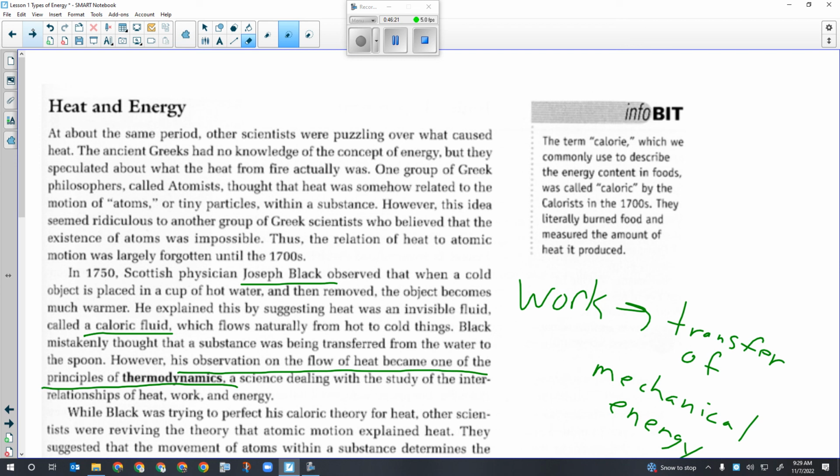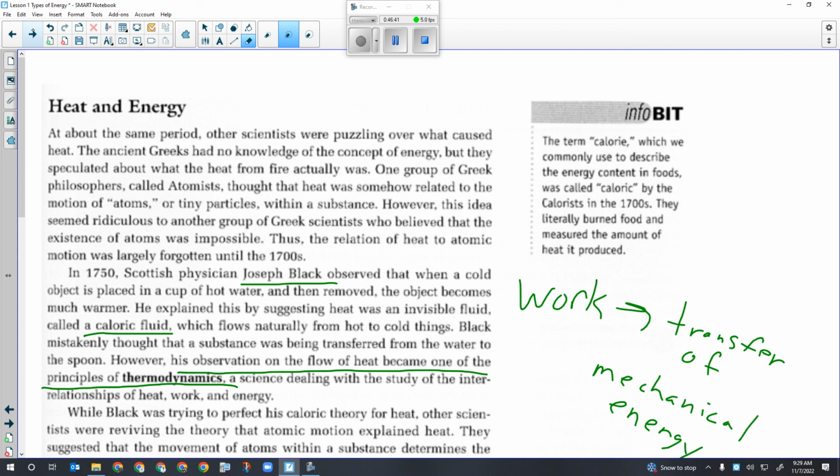You can only transfer what you have. Coldness is a lack of thermal energy. You can't transfer a lack of something, but you can transfer thermal energy. So the hot object is always transferring its thermal energy to the colder object. A transfer of thermal energy is heat.